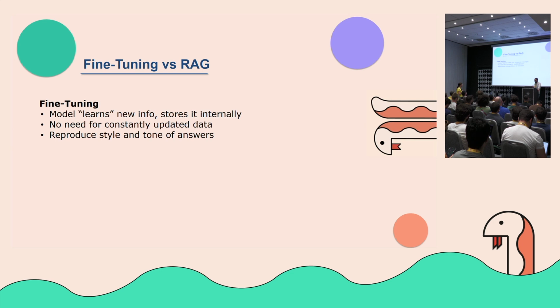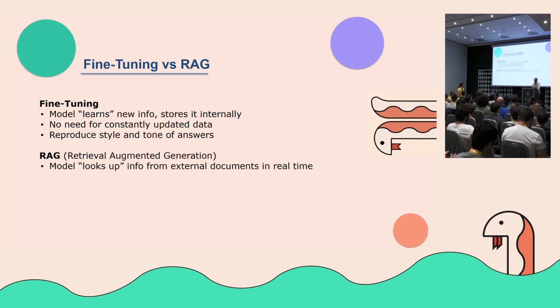And the power also of this fine-tuning is that the model can also reproduce the style and tone of the answer. But talking about RAG, or retrieval augmented generation, that is mostly used in most of the use cases. For RAG, the model looks up information from external sources, from external documents, in real time.